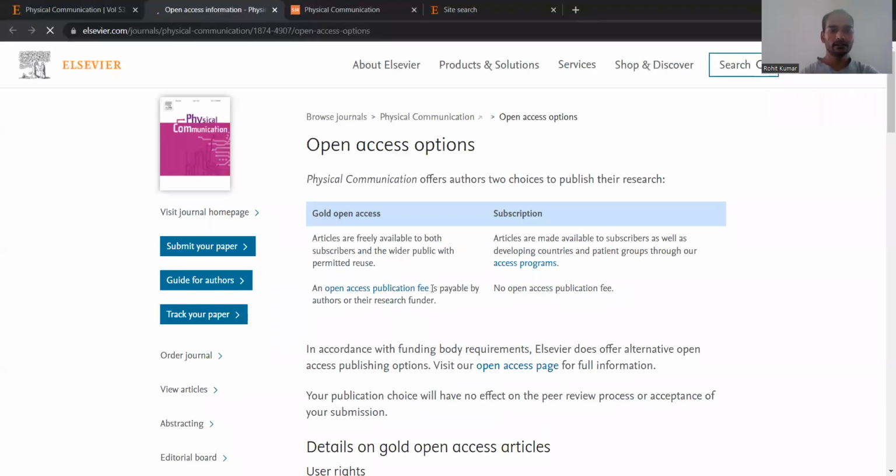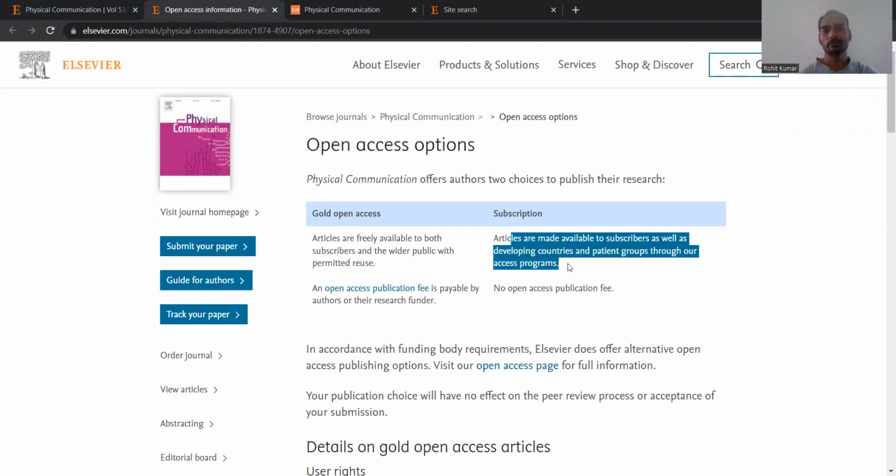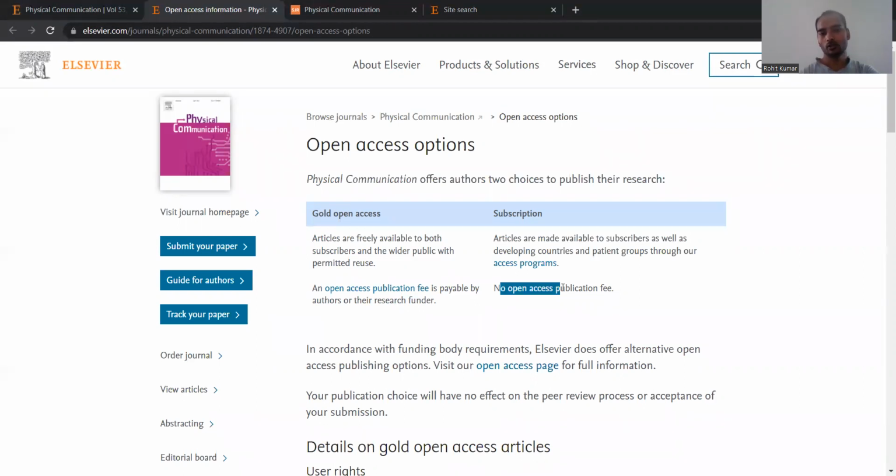Here it's clearly written that gold open access means articles are freely available to both subscribers and the wide public, means the non-subscribers, and the open access fee is payable by authors. But here you can see the subscription based: the articles are made available to subscribers as well as developing countries and patient groups through an access program. Means only through some access program you can access the content. But here you can see that no open access publication fee is charged.